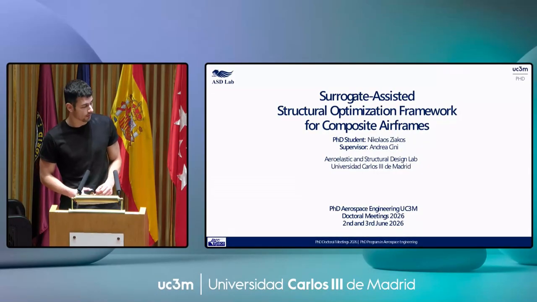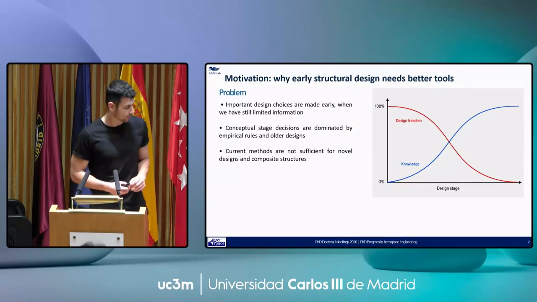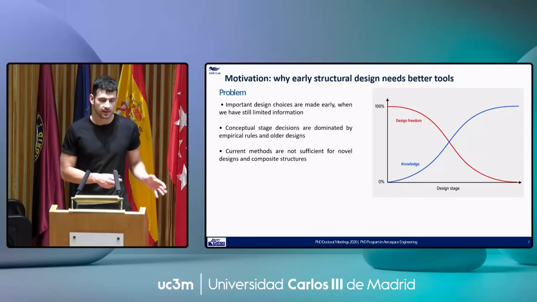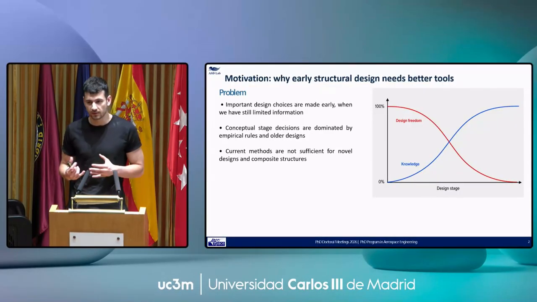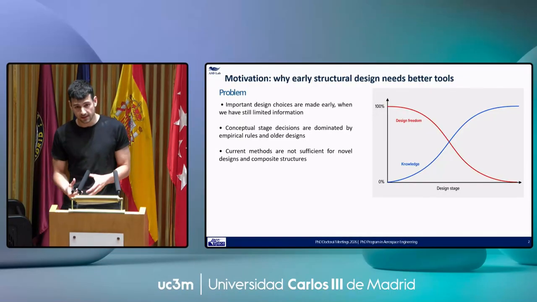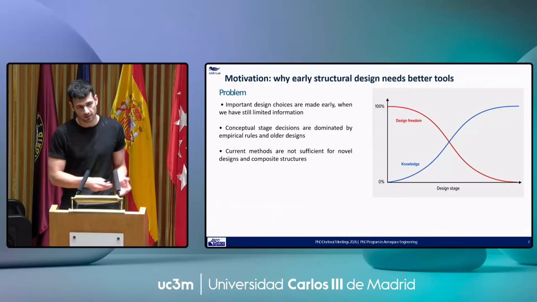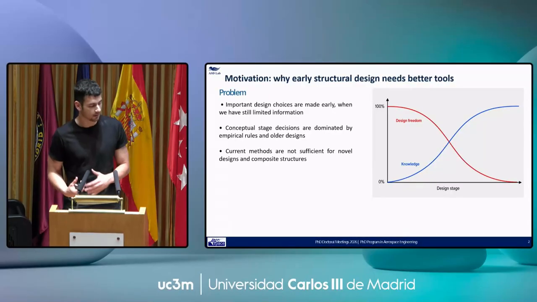And today I will present you my PhD work, which is about a surrogate-assisted structure optimization framework for optimization of composite airframes. Now, starting with the motivation, during the early stage of design, we usually have a lot of design freedom, but we also have limited knowledge about our problem. Later, when we gain more knowledge, usually the design is much more fixed and making changes becomes increasingly harder. So if we make some bad decisions early, usually these propagate to the final design.